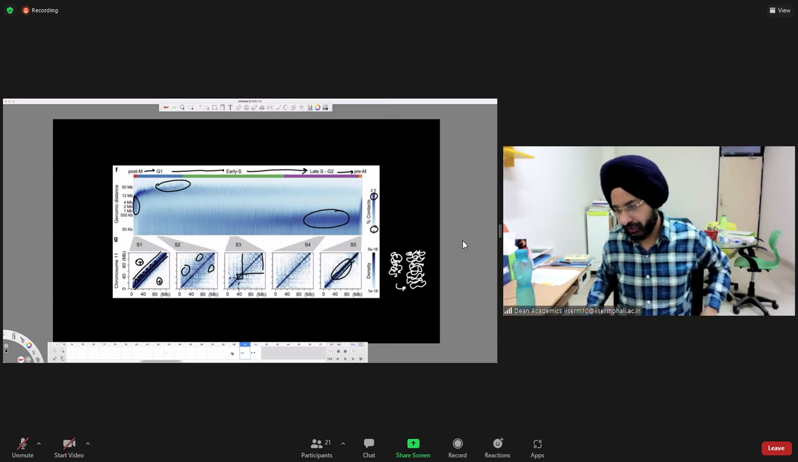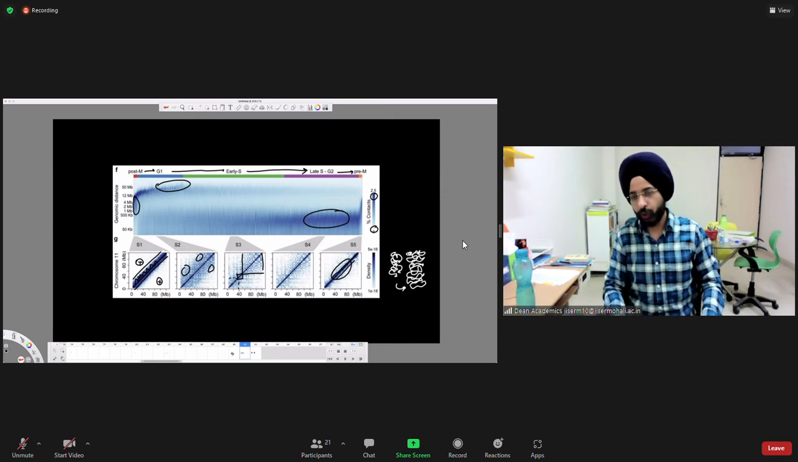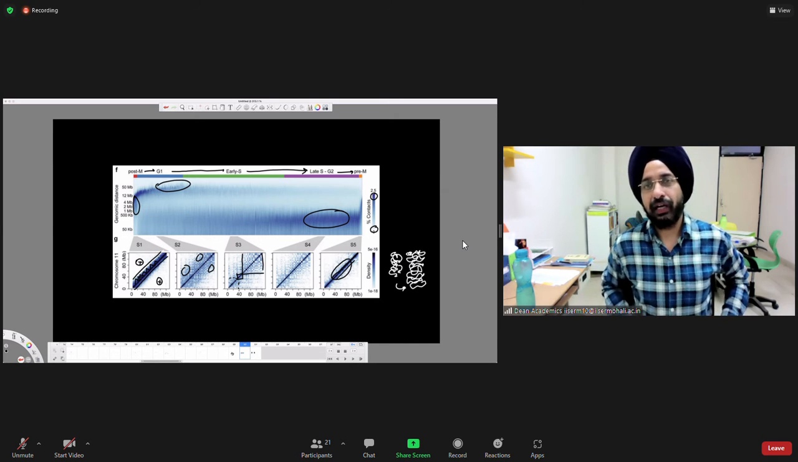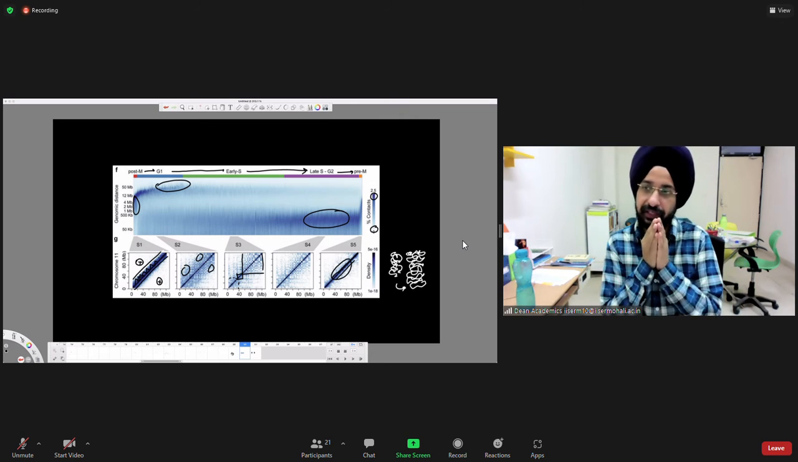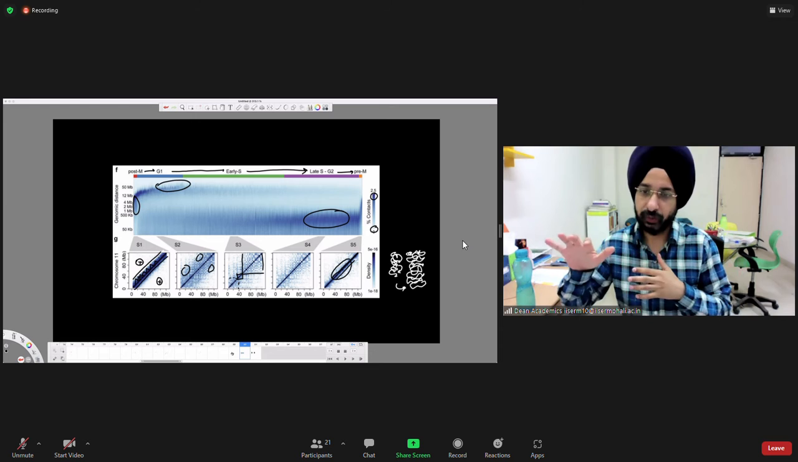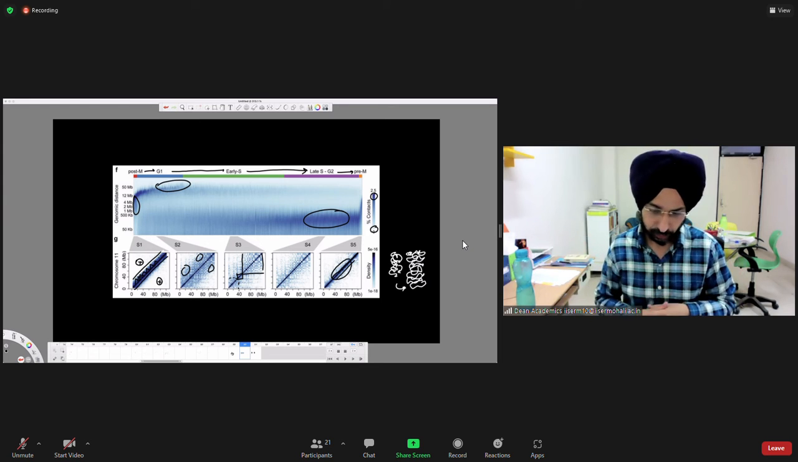We will also see when they are formed in development. After fertilization, are they formed immediately? Is there any difference between maternal and paternal chromosome? We will see that in tomorrow's class when we talk about development.